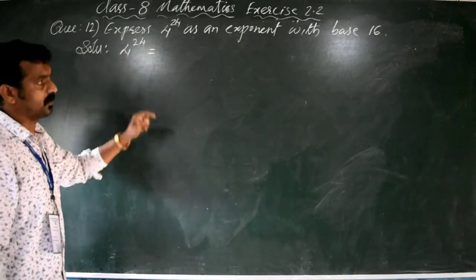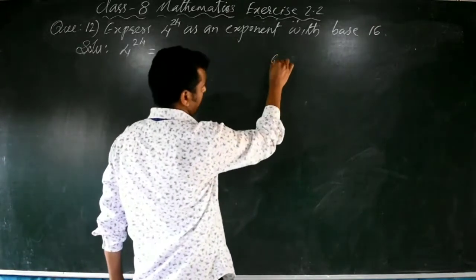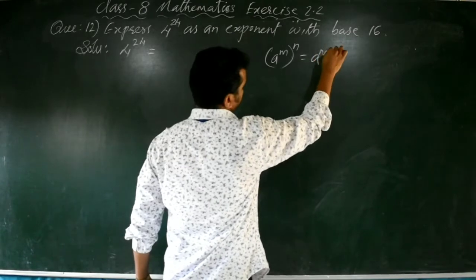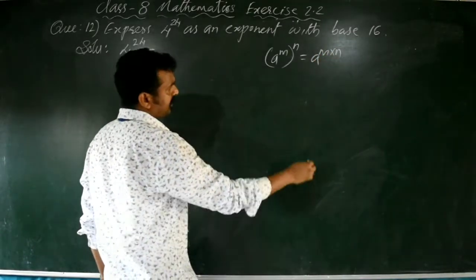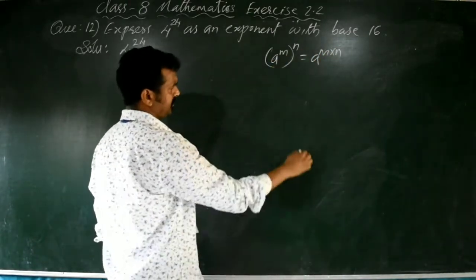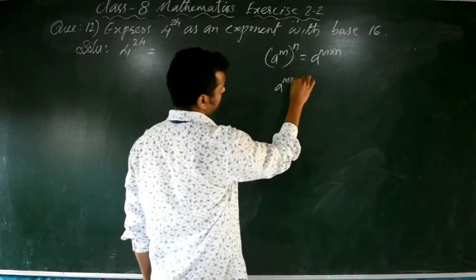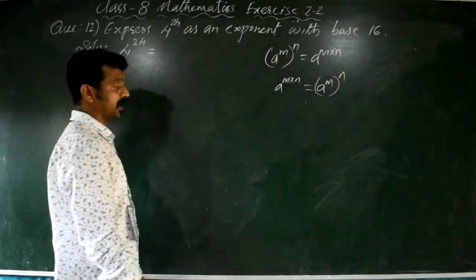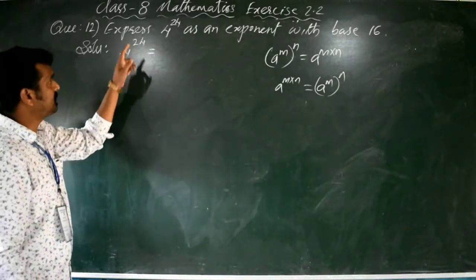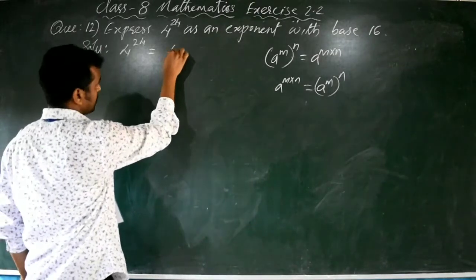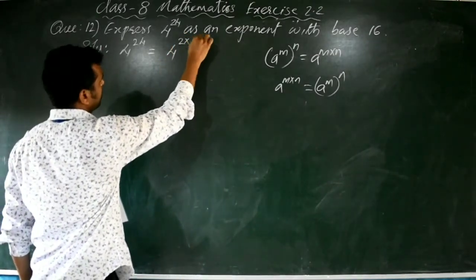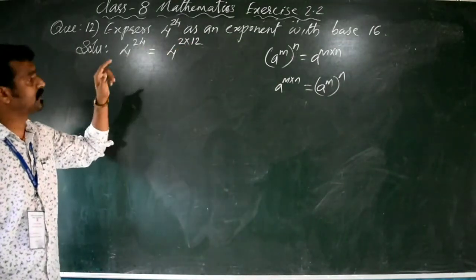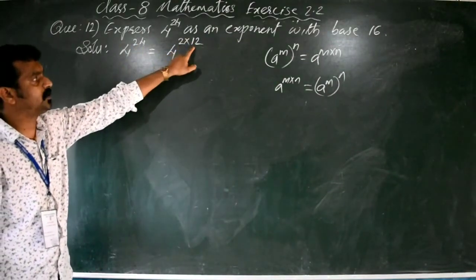That much only. So here we have studied a formula. A raised to m, the whole raised to n is equal to a raised to m into n. This formula I am going to use just the opposite way. A raised to m into n is equal to a raised to m, the whole raised to n. That means 4 raised to 24 we can write as 4 raised to 2 into 12. 2 into 12, what is the answer? 12 2s are 24. So in place of 24 I wrote 2 into 12.